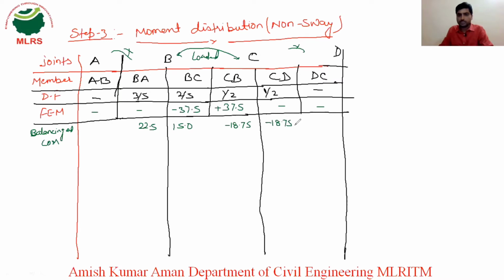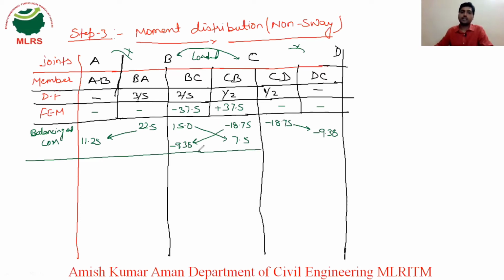Now carryover. Half of this will be here, that is minus 9.38. Half of this will be here, that is 11.25. Again here also they will interchange, half of this here, half of this here. So half of this 15 is 7.5, and half of this 18.75 is minus 9.38. So this completes step 1, balancing with carryover moments.